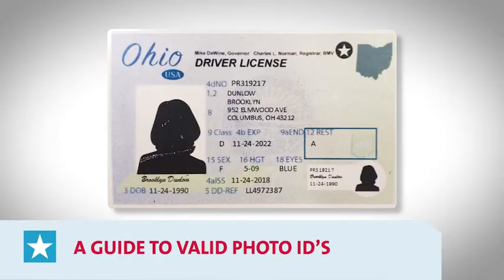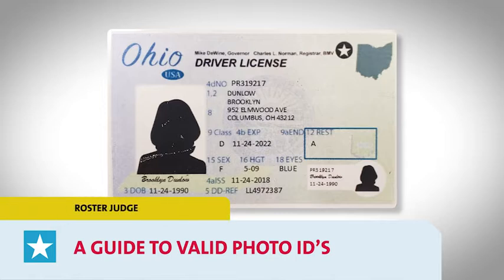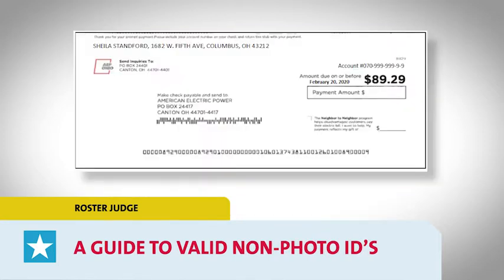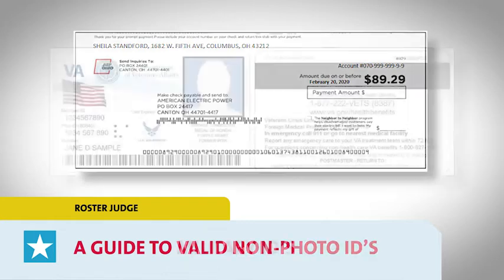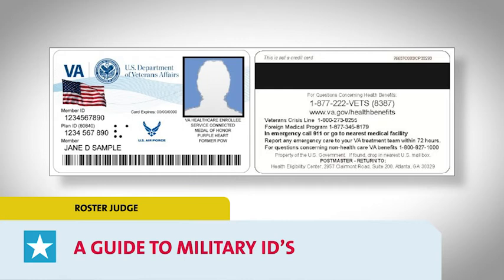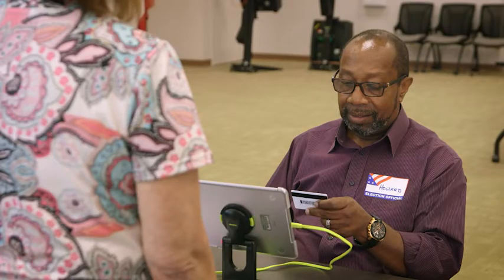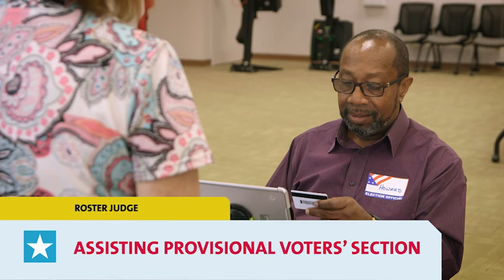If a photo ID, ensure it's valid by checking against the criteria in a guide to valid photo IDs. If a non-photo ID, ensure it's valid by checking against the criteria in a guide to valid non-photo IDs. If a military ID, ensure it's valid by checking against the criteria in a guide to military IDs. If the ID is expired or does not meet criteria, ask for another form of ID. If no other form of ID is available, follow the steps in the Assisting Provisional Voters section.